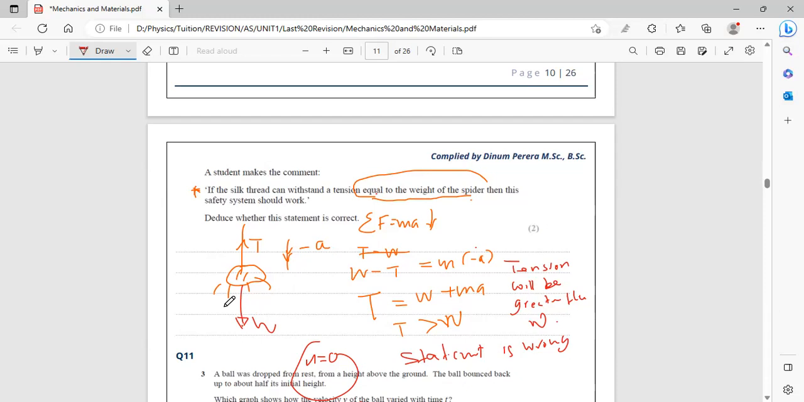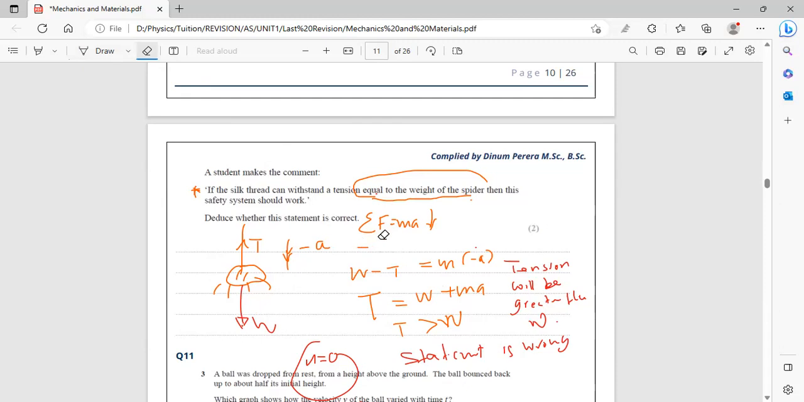But then we can prove it also, right? You can write a statement, 2 points, because the spider has to decelerate. So to decelerate, tension has to be greater than the weight. So 2 points. But at the same time, we can use an equation, maths, to prove this.